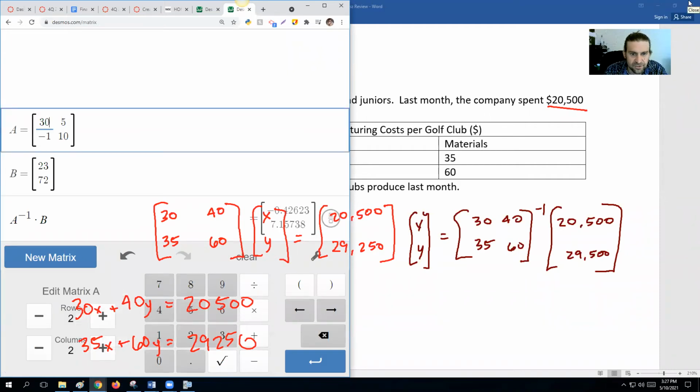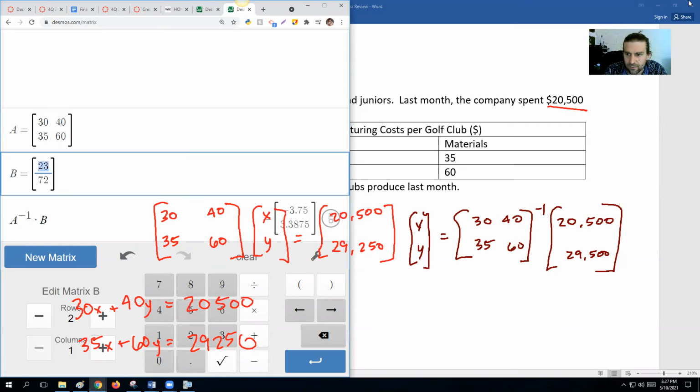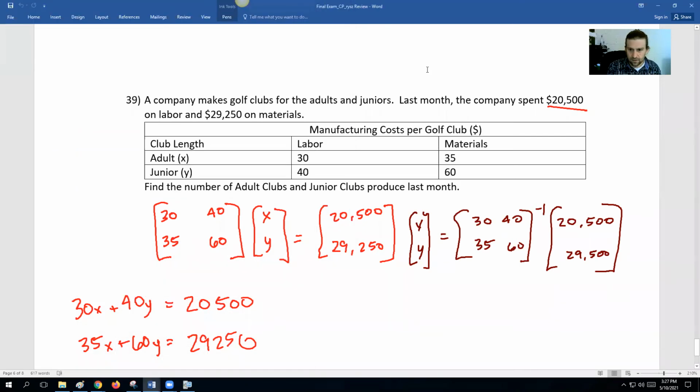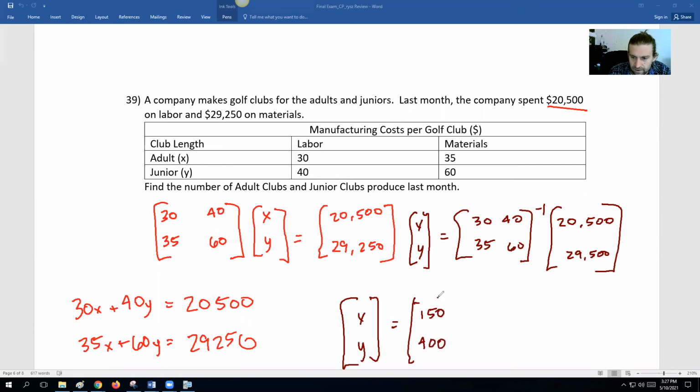This will be 30. It's going to change it automatically for us. That's amazing. 40, 35, 60. We got 20,500. And then 29,250. Boom, there we go. We got 150, 400. So x, y is 150, 400. That means x is the adult club, so we got 150 adult, and y is the junior, so we got 400 junior.